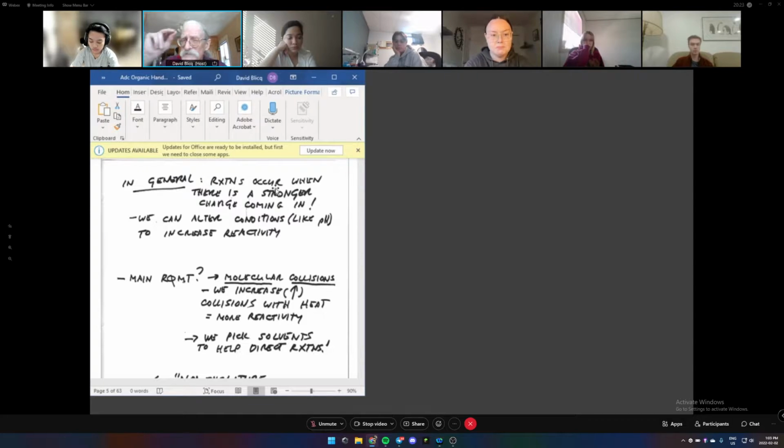We can help slightly weaker things react by altering the conditions in the reaction mixture, in the solvent. And one of the common ones we do is we add protons. We acidify. If we add enough protons, it tends to form carbocations. So acidifying reaction mixtures is a very common process in organic chemistry.